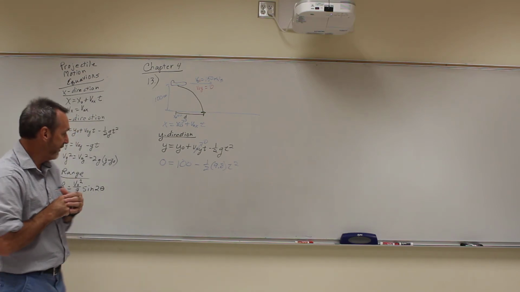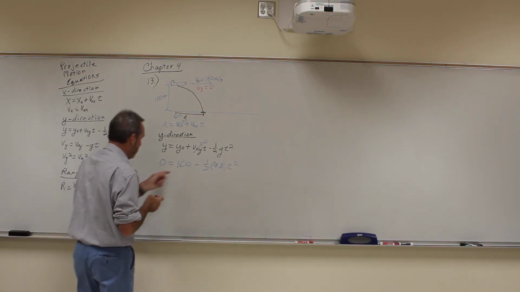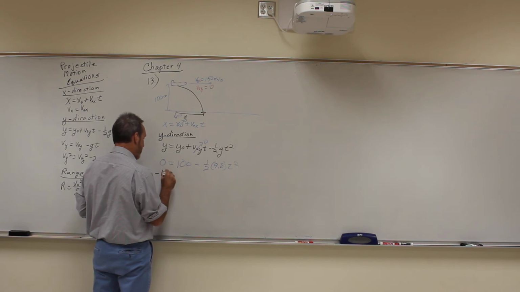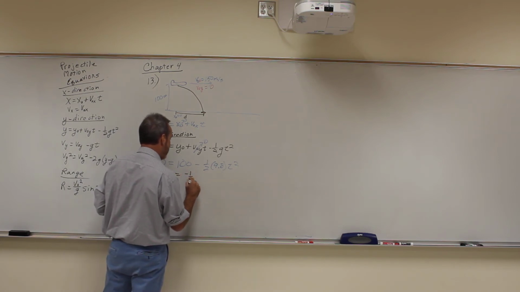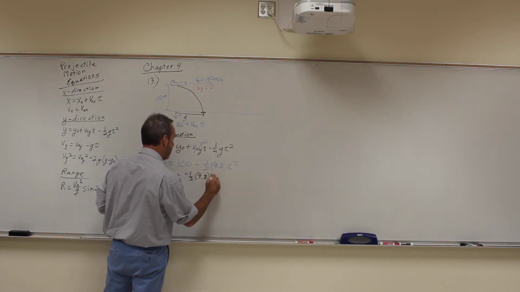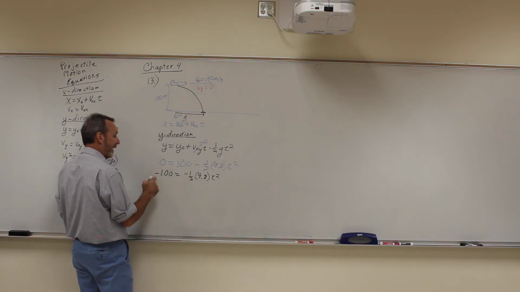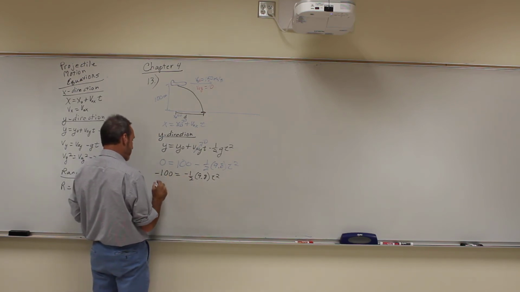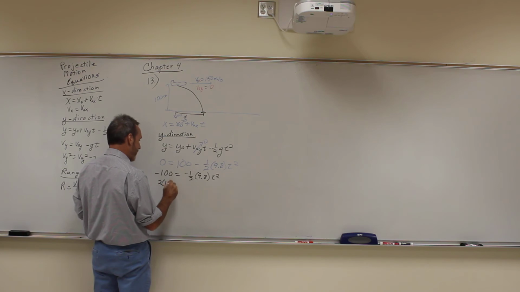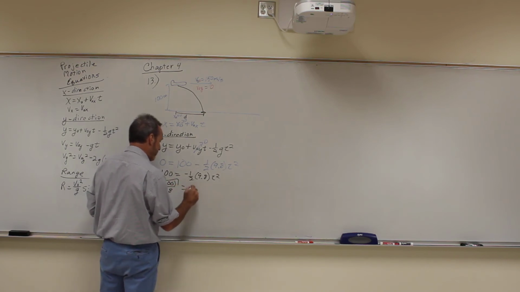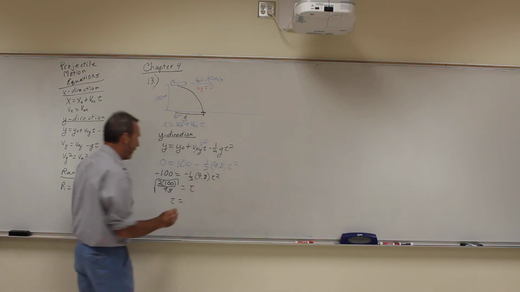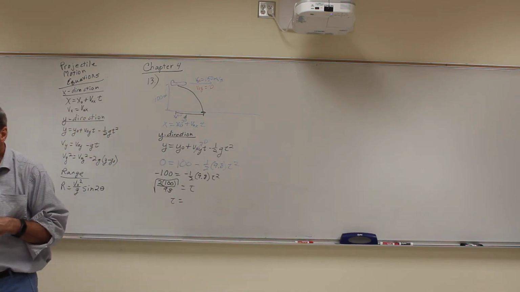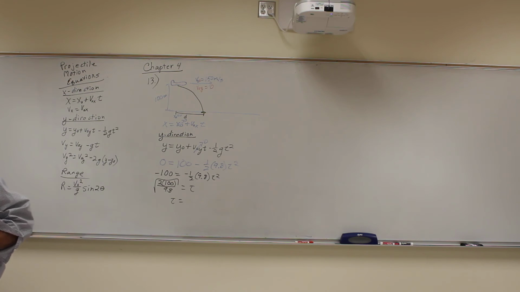So I can solve that for t. I'm going to move this over here. I get minus 100 equal to minus 1/2 times 9.8 times t squared. And then the negatives cancel when I multiply by -2, and this becomes 2 times 100 divided by 9.8, and then the square root of that is equal to t. And when I calculate that, I get that the time is 4.52 seconds.